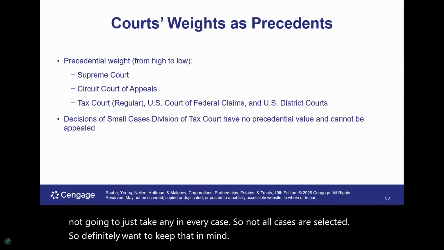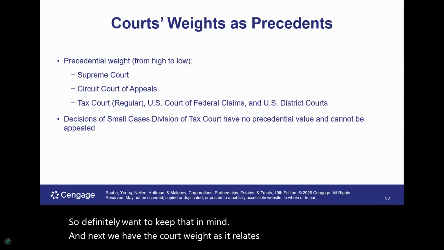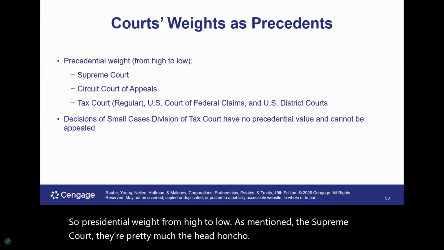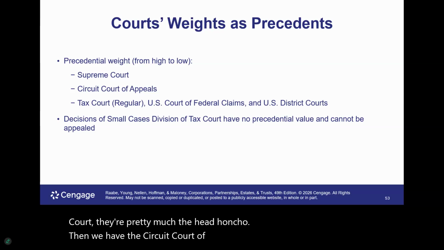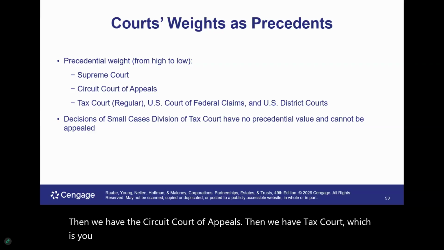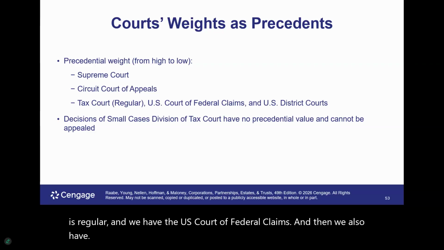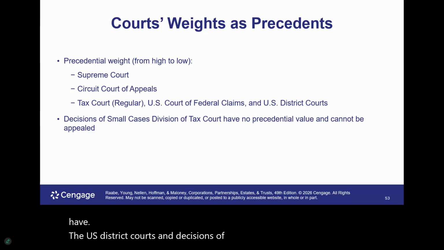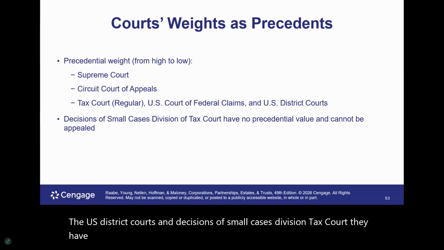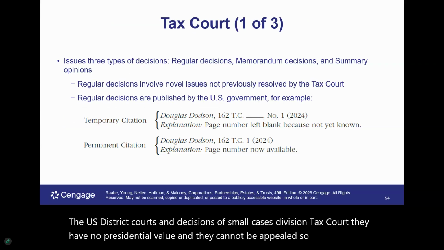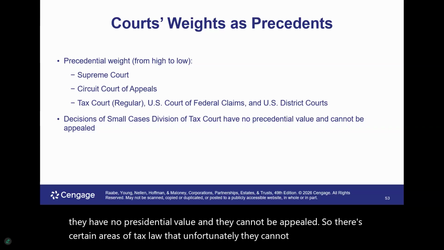And next we have the court weight as it relates to the precedents. So precedential weight from high to low, as mentioned, the Supreme Court, they're pretty much the head honcho. Then we have the Circuit Court of Appeals. Then we have Tax Court, which is regular. And then we have the U.S. Court of Federal Claims. And then we also have the U.S. District Courts. And decisions of the small cases division of Tax Court have no precedential value and they cannot be appealed. So there's certain areas of tax law that unfortunately cannot be appealed.